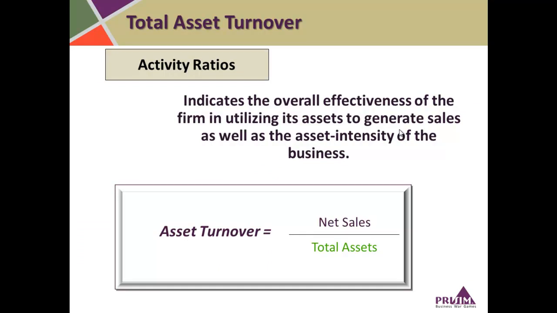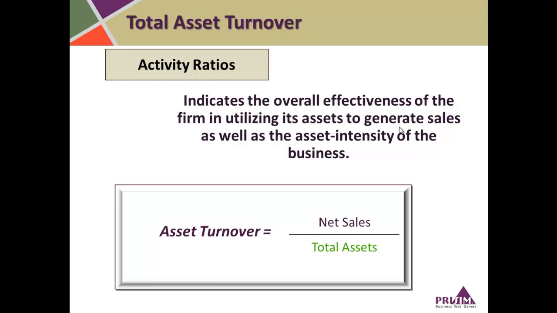Here's another activity ratio, asset turnover. And this ratio indicates how you're working the assets of the business to generate sales, and it also gives you a sense for the asset intensity of the business. So as you can see on the screen, it's calculated as net sales divided by total assets.